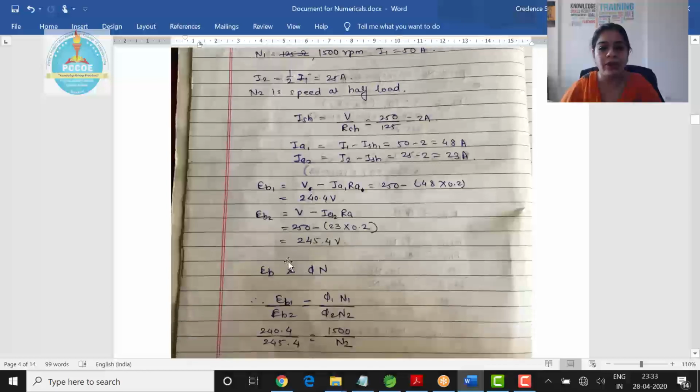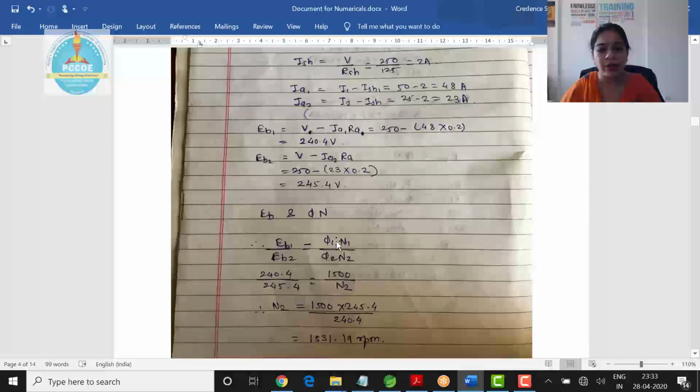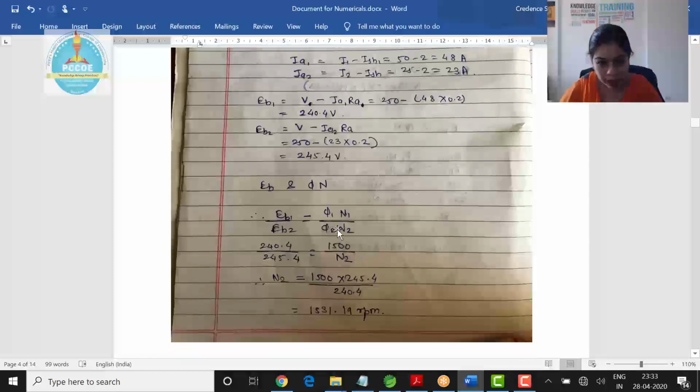Now again the same formula for calculating the speed, EB1 upon EB2 is equal to phi1 upon phi2 and N1 upon N2. But as it is a shunt motor, we don't have to take the value of phi, because phi is equal to constant in the shunt motor. Just in the starting I have told you that for calculating the speed of the series motor, we have to take phi directly proportional to I, and for calculating the speed of the shunt motor we need to take phi equal to constant. So as phi1 and phi2 are constant terms, just keep the values of EB1, EB2.